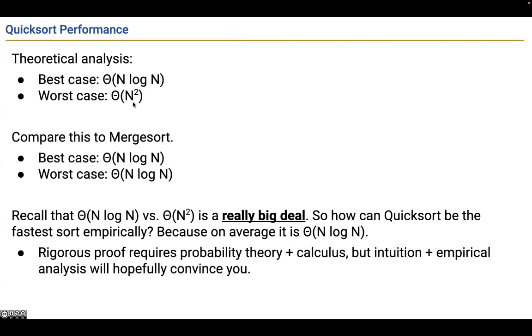And in the worst case, we saw the runtime was n squared, because every time, instead of splitting the problem into 2 equally sized subproblems, we actually ended up only decreasing the size of the problem by 1 every single time.